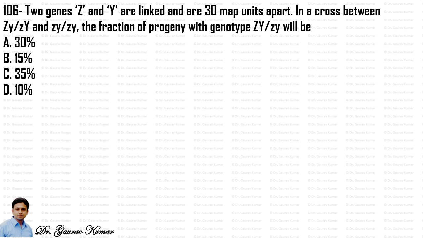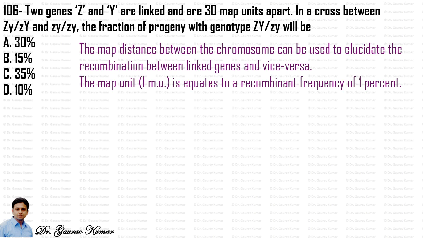Two genes Z and Y are linked and are 30 map units apart. After giving this data, they have given a cross, and then they are asking about a particular kind of genotype, the fraction of that particular genotype in the progeny. So let's see. The map distance between the chromosome can be used to elucidate the recombination between linked genes and vice versa. One map unit equates to a recombinant frequency of 1%.